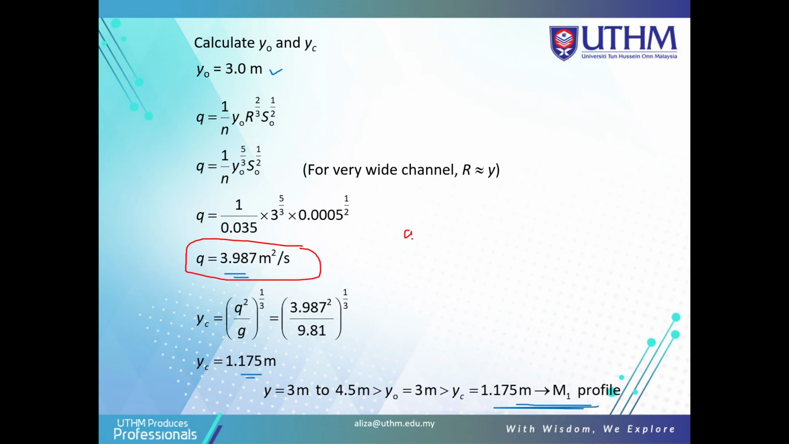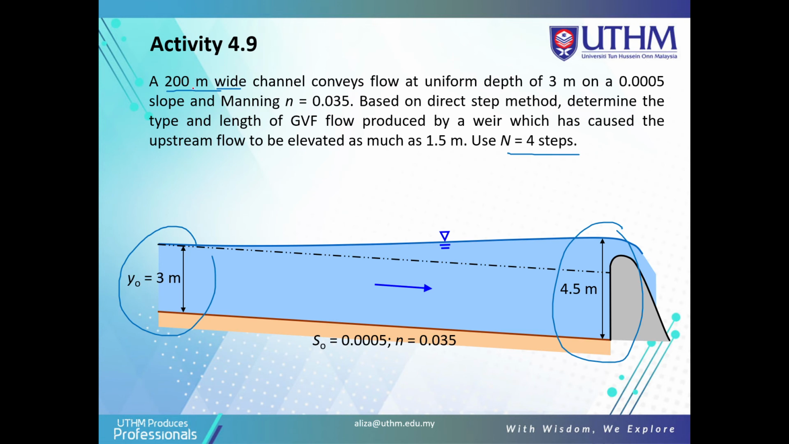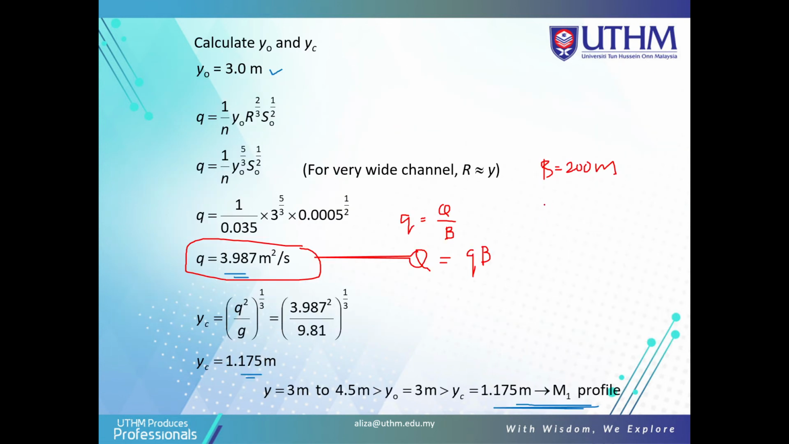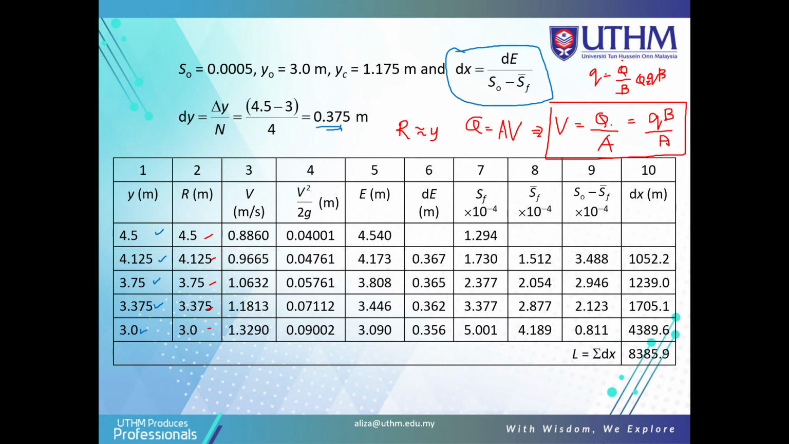So maybe you want to get the q, which is equal to Q over B. And B, we know that B is 200. The B is 200 meter wide. So you get 3.987 times 200, so you get the value here. So you get the value Q here, and then you just put it at V here. So Q divided by the A. Area is based on the R here. You must calculate, so you get the R from this one. So you get the value here at V.